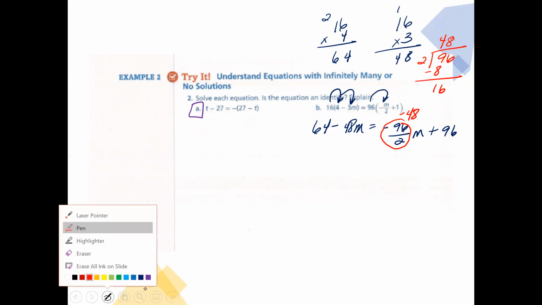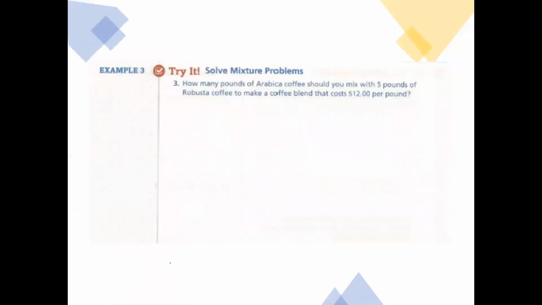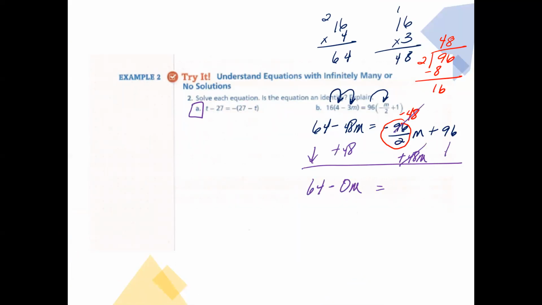And what you can see right here is you have a negative 48M on the left side, negative 48M on the right side. If I were to add opposite of a negative, which is a positive 48 on both sides, I would have, this part cancels, a 0M, bring down the 64, bring down the 96, and essentially what I'll have left is 64 is equal to 96. That's not equal, so your answer is just going to be no solution.